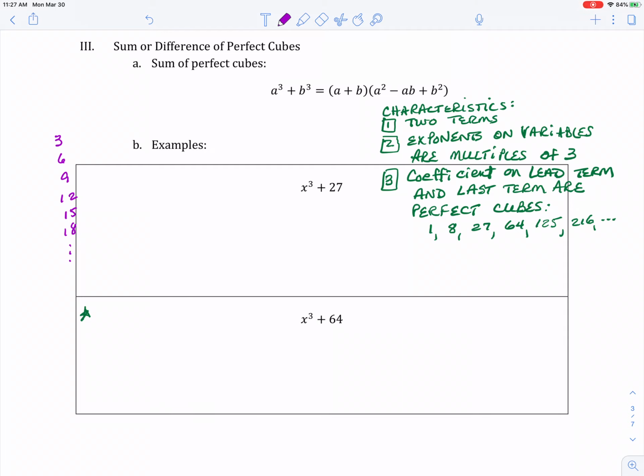And the coefficients on the lead term, in this case I'm seeing a 1, and the last term are going to be perfect cubes. So you've got to be careful with these. These are not perfect squares anymore. They are perfect cubes. So there's the 1. There's the 27, which is a perfect cube, and then I see here an exponent that is a multiple of 3. So I know this is not a difference of two squares because I don't see a minus in the middle. It's not the sum of two squares, which would be prime, because 27 is not a perfect square and the exponent is not even. So that helps me realize this is a special case.